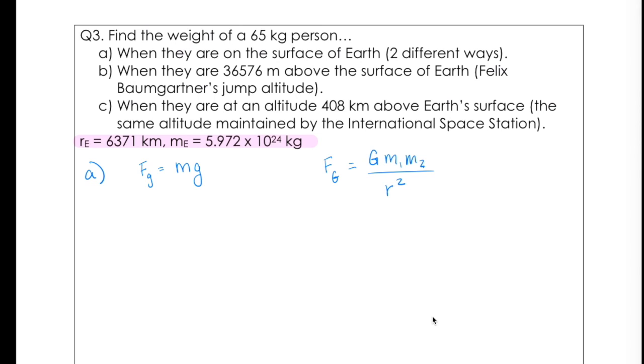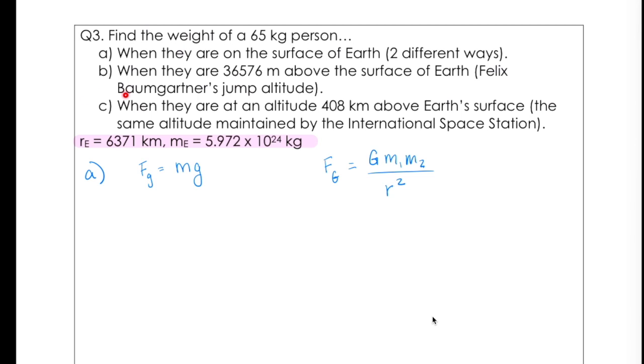Okay. For part B, when they are 36,576 meters above Earth's surface, okay, so you would just take the RE that's given here. Okay, so you're taking the 6,371 kilometers, and be careful of this. You will need to convert this before you plug it into this. You will take the 6,371 kilometers, and you're going to add this number to it before you plug it back into the problem.